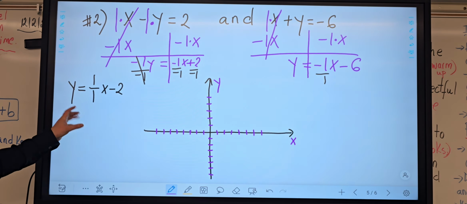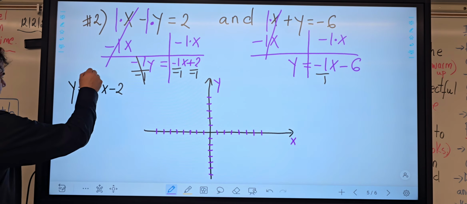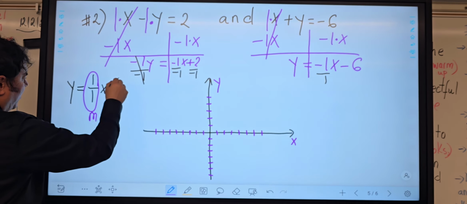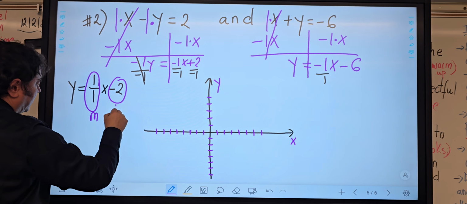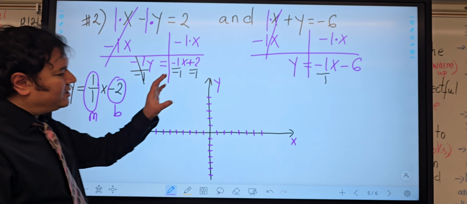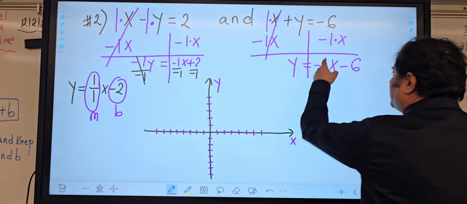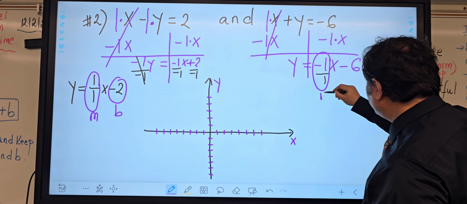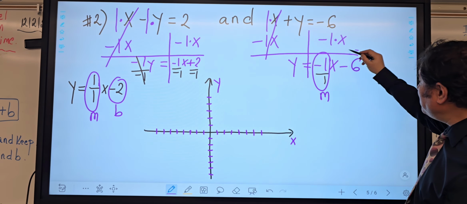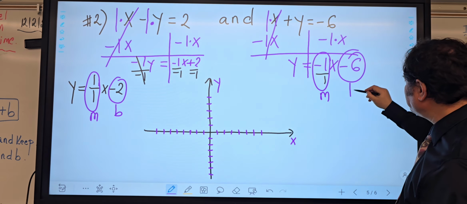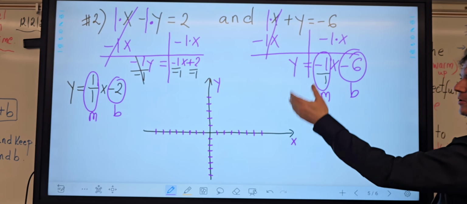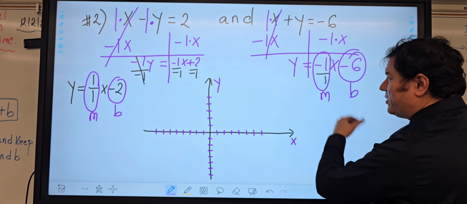So in the first equation, the m is 1 over 1. Remember the number, the fraction in front of the x, that's our m. And the y-intercept is negative 2, that's our b. And on the second equation, m is negative 1 over 1. And b is negative 6, that's our b. So we got both equations into the y form. We labeled the m and the b in both equations.